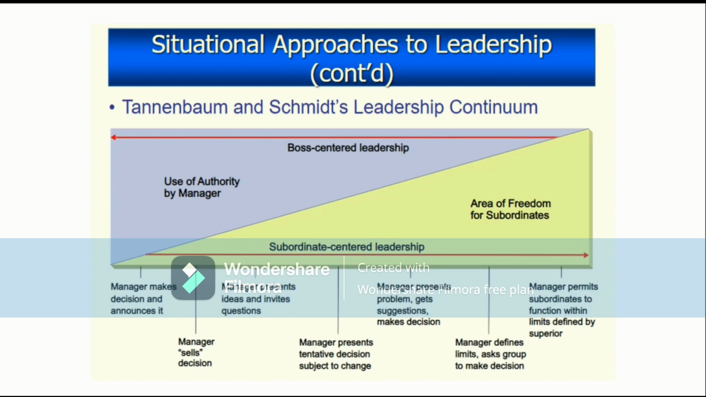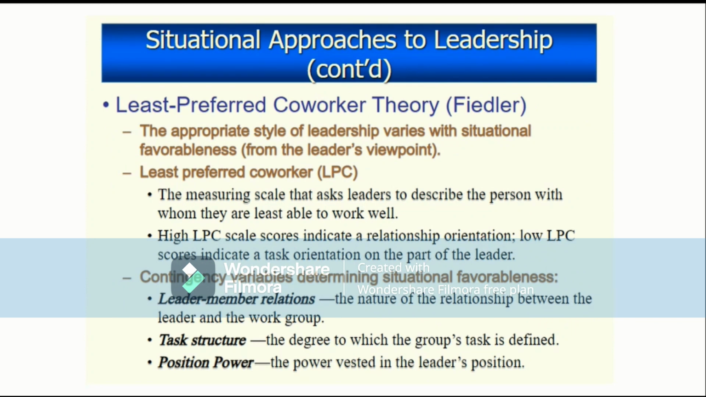And a situation in which the area of freedom of subordinates is 99% and the boss-centered leadership is 1%, you can see that the manager permits subordinates to function within the limits defined by superiors. And now the other case, if the area of freedom for subordinates is less, then the manager sells decision. And if it's balanced, the manager presents tentative decision subject to change. And the next is the manager defines limits and asks group to make decision. The least preferred coworker theory.